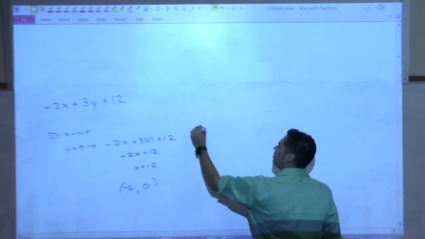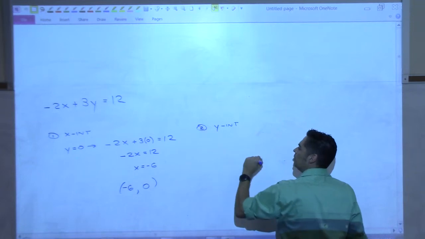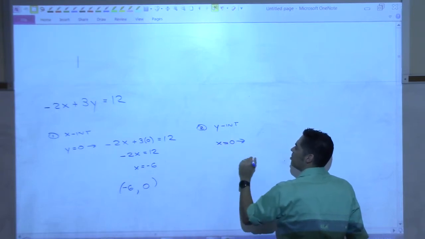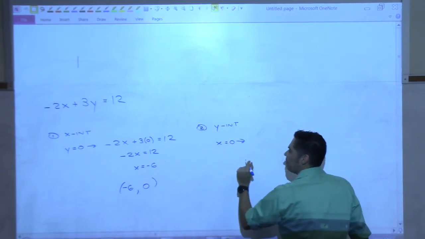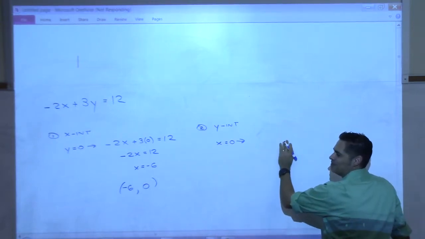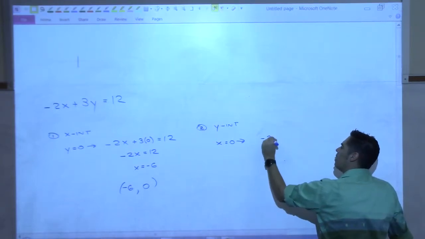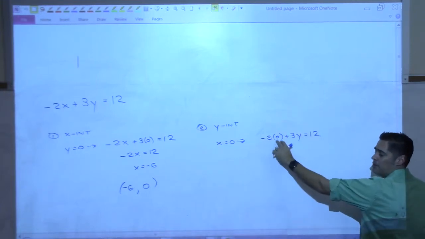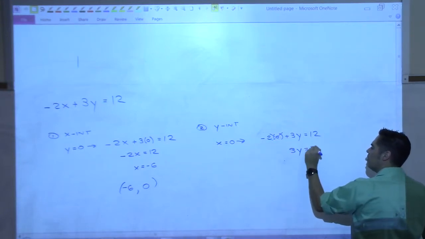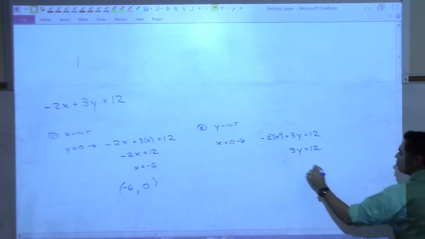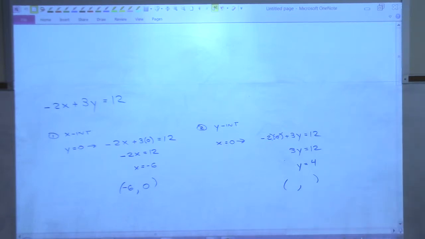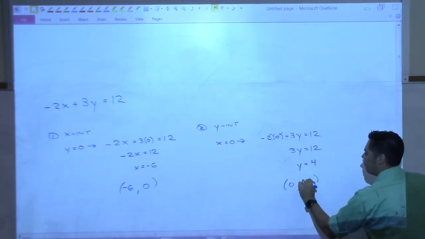You get the y-intercept. So how do I do that? Set x to 0. And when I set x to 0, what equation do I get? Negative 2 times 0 plus 3y is 12, right? So this is going to go away. That's gone. So you're left with 3y equals 12. What do I do now? Divide by 3. And 12 divided by 3 is 4. So as an ordered pair, what is it? 0, 4.